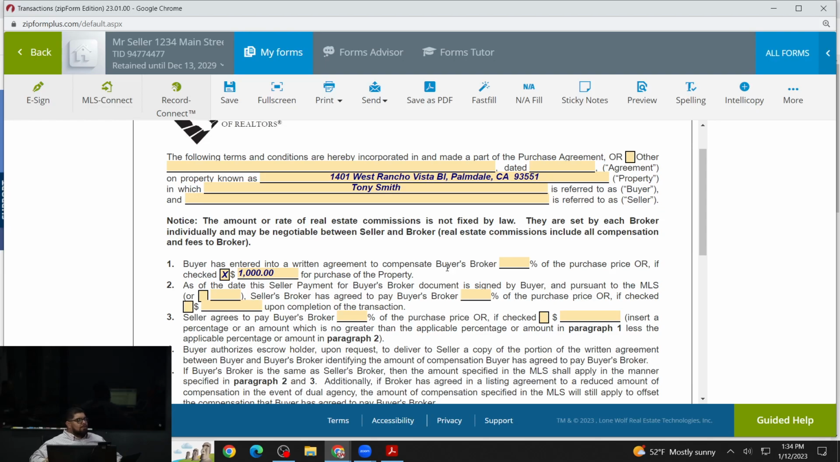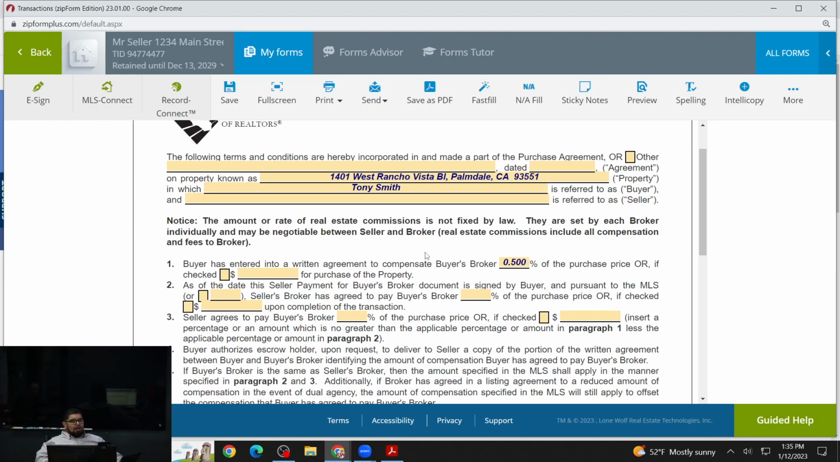But it's easier for you to do the percentage, because if it's a higher priced property, you might be losing money. Right? So we always just specify the percentage. So in this case, we're asking the seller to cover that difference to get us to that 3% or whatever percent you guys are going to be charging your buyer. Right? As of the date this seller payment for buyer's broker document is signed by buyer, and pursuant to the MLS or blank, seller's broker agreed to pay buyer's broker blank percentage of the purchase price, or if checked, a flat fee upon completion of this transaction.